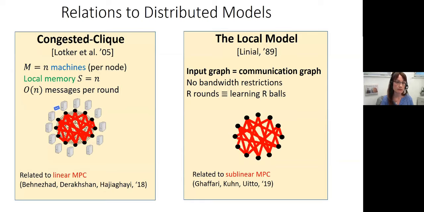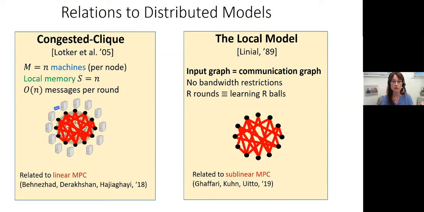We are given the graph G. And this graph G is the graph on which we would like to solve the problem, but the communication graph is actually the complete graph, where in every round, every two nodes in this graph, even if they are not neighbors in the input graph, can still exchange log n bits of information.